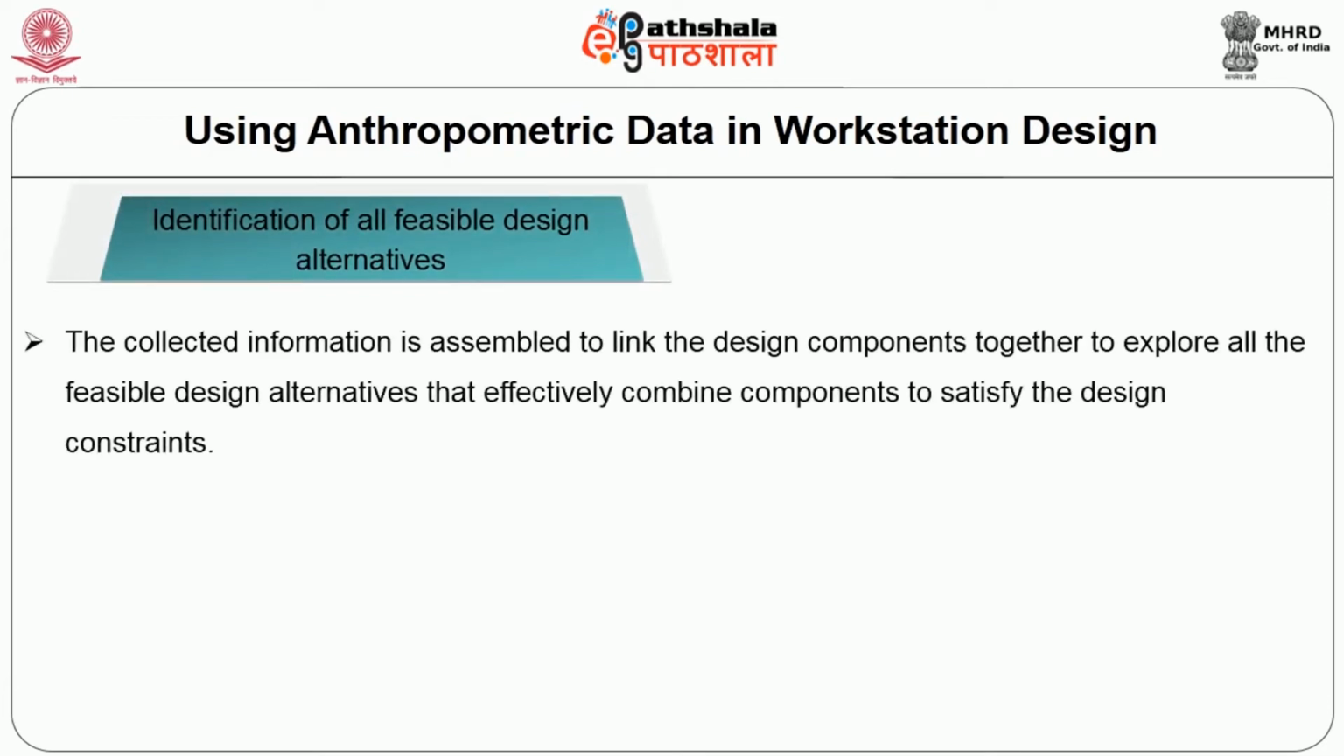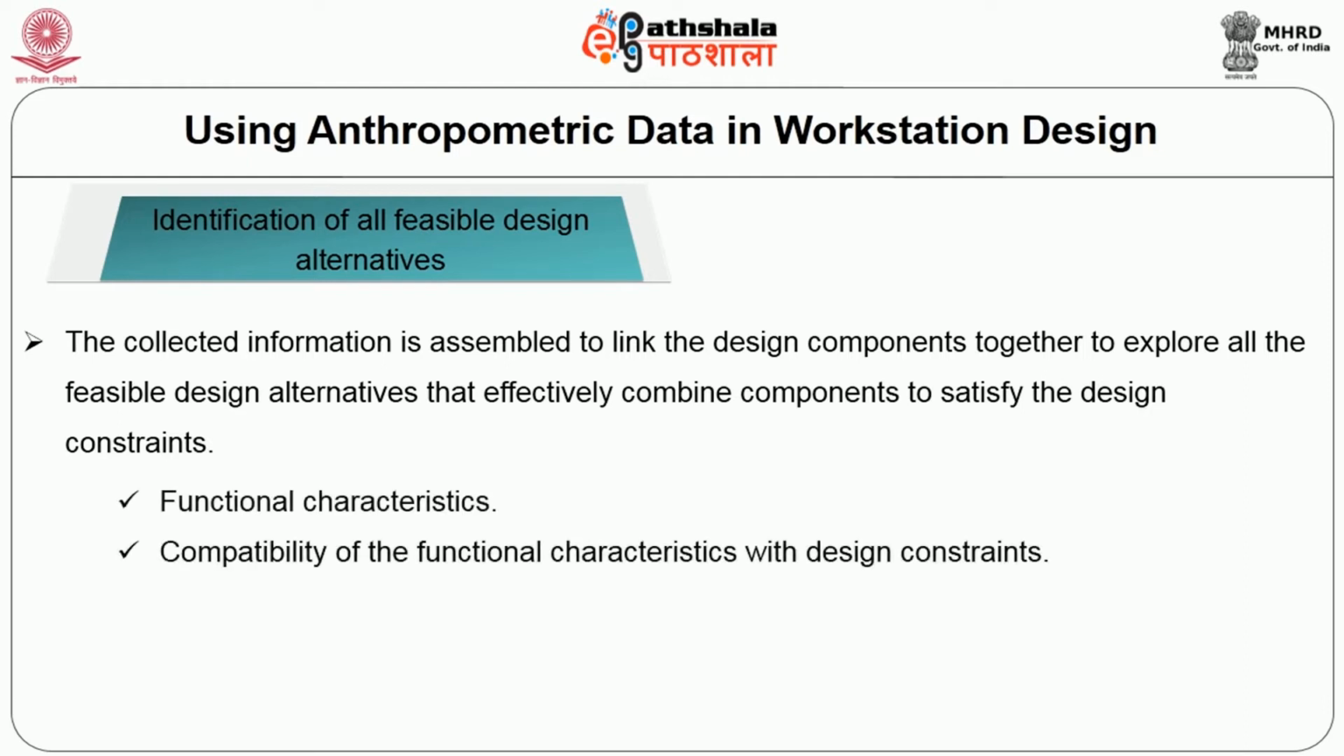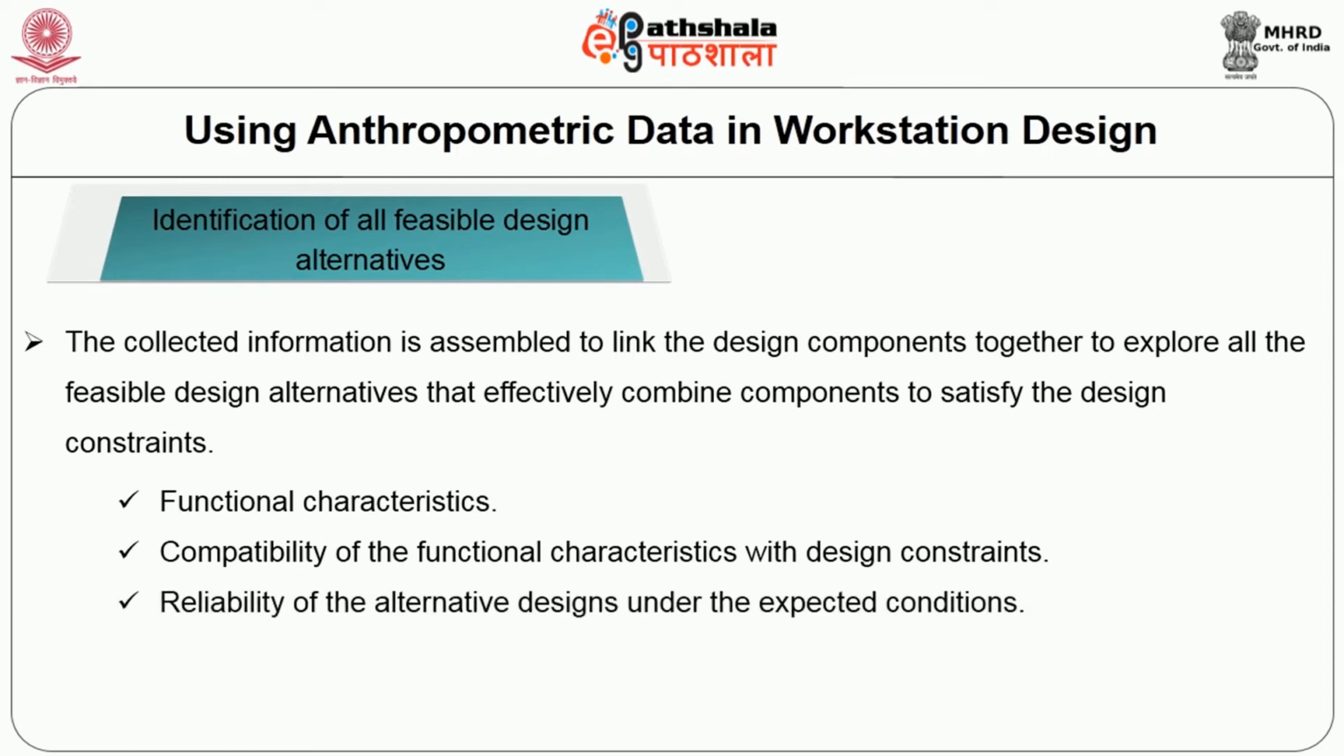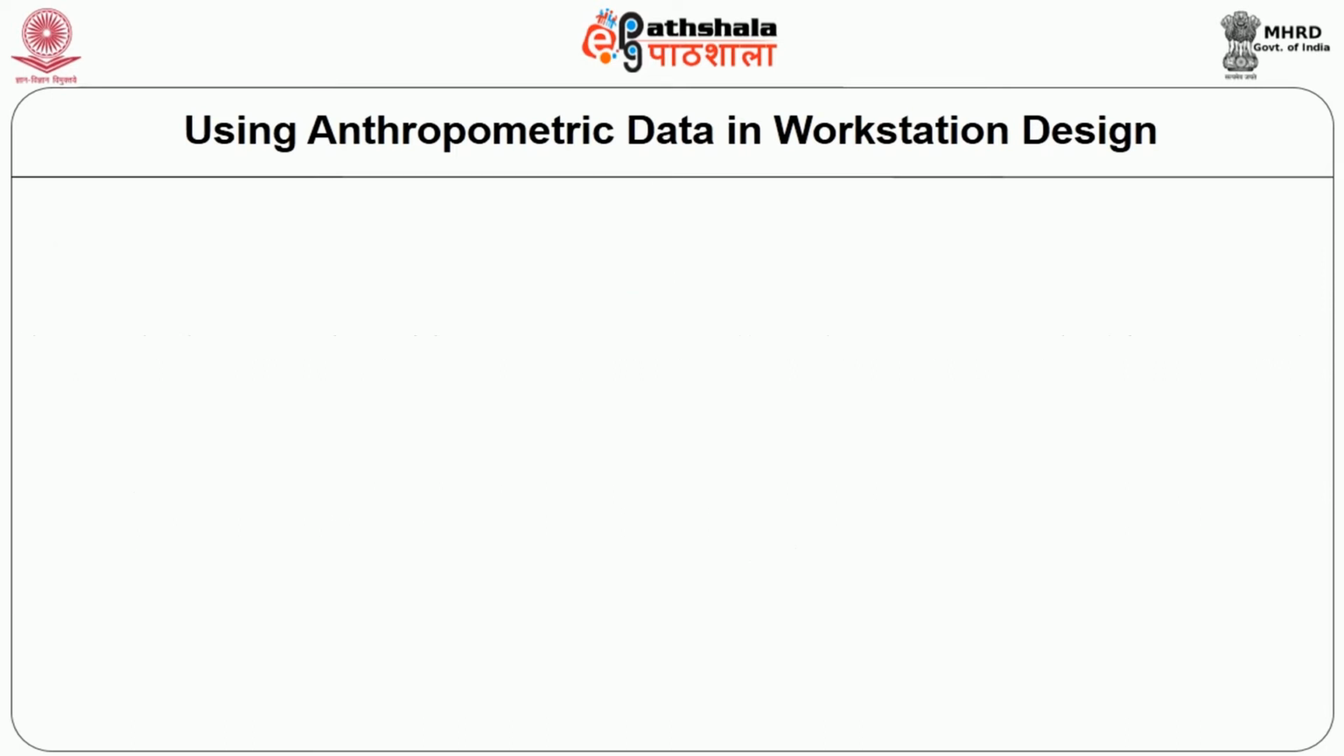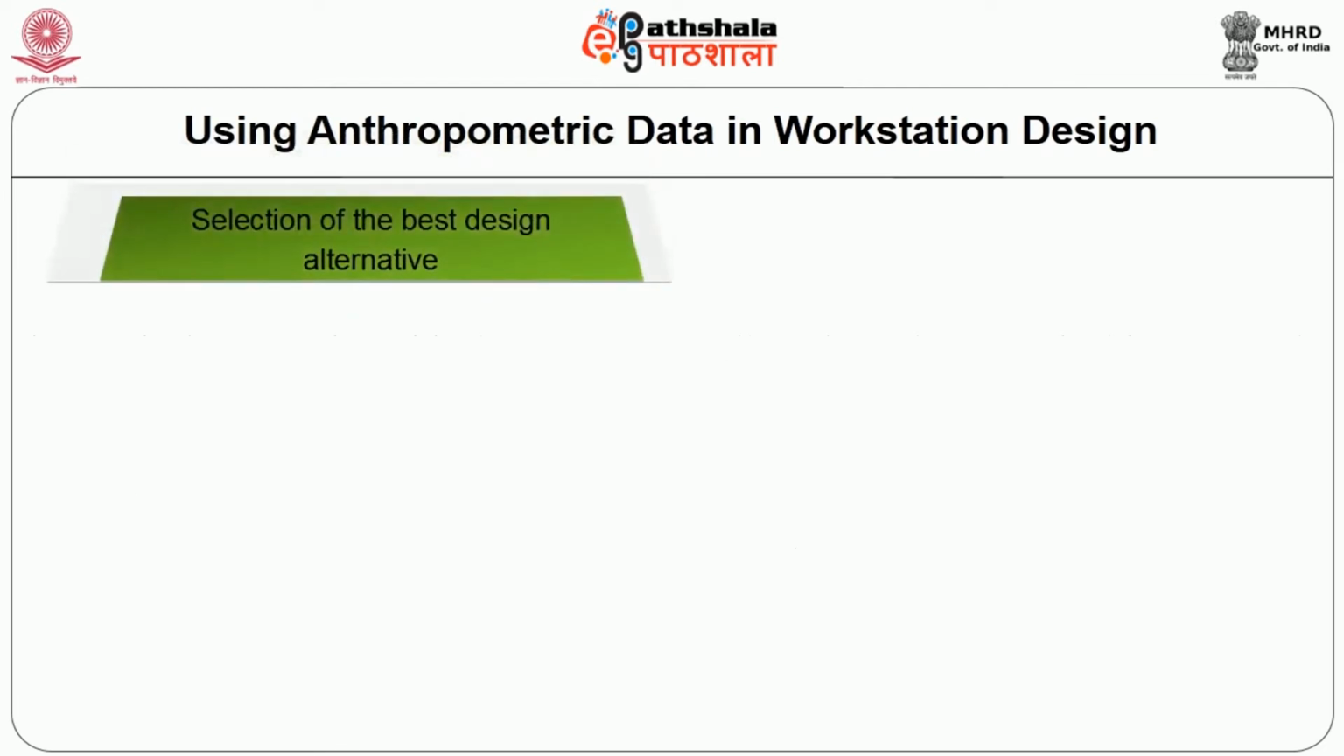The collected information is assembled to link the design components together to explore all the feasible design alternatives that effectively combine components to satisfy the design constraint. The following should be considered in these steps too: the functional characteristics, compatibility of the functional characteristics with the design constraint, and reliability of the alternative design under the expected condition. Third would be selection of the best design alternative.